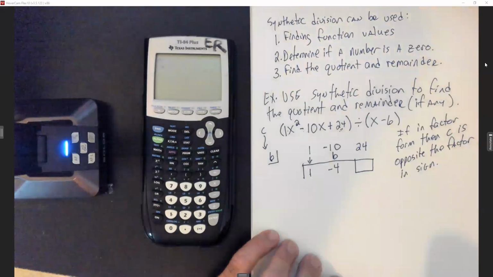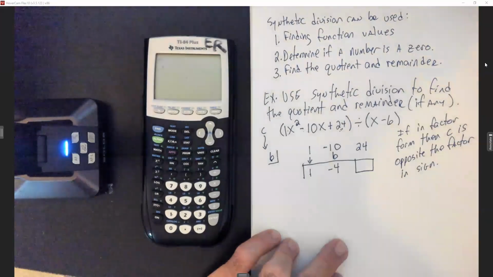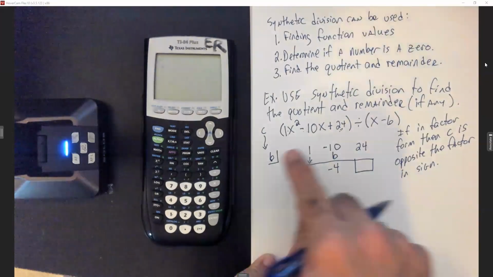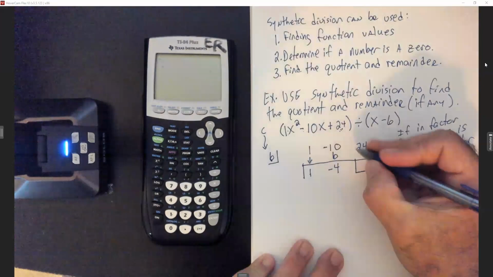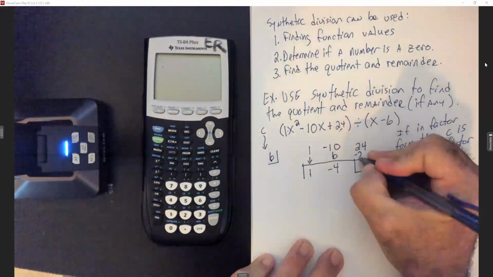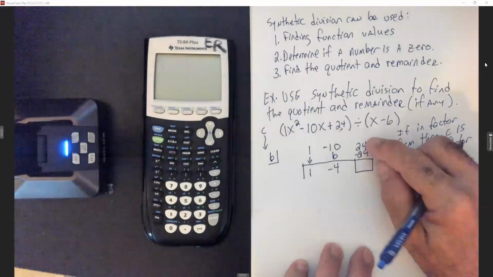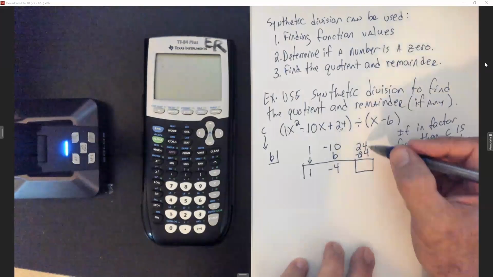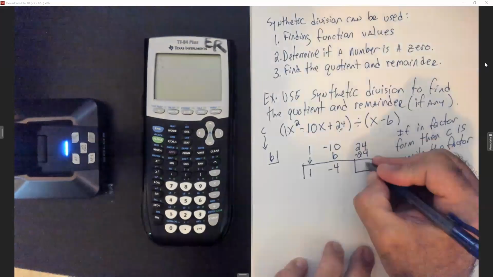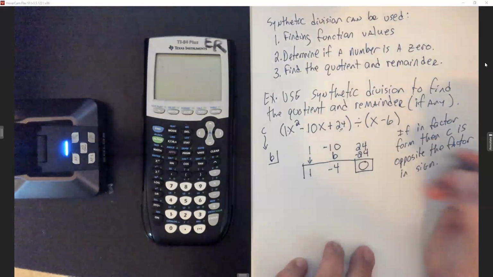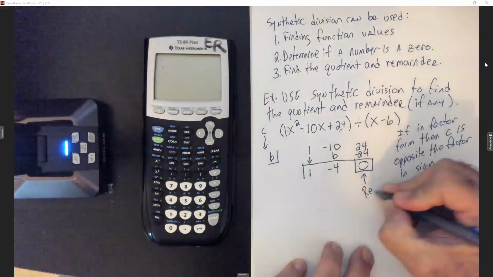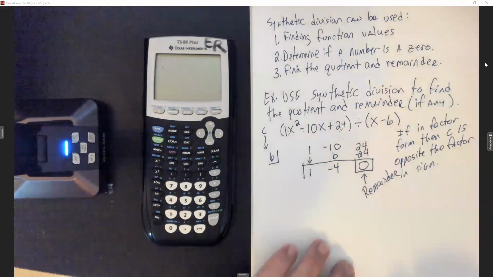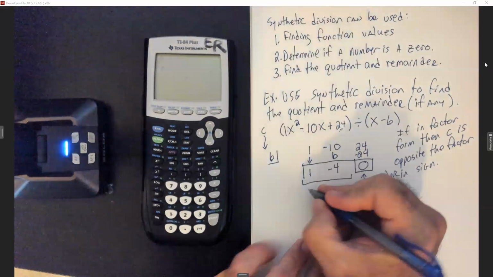Now repeat the process. This negative 4 multiplies by the 6. So negative 4 times 6 is negative 24. And I bring that into the next column under that coefficient. Add those together. 24 minus 24 is 0. So the 0 is the remainder. This 1 and negative 4, they're my quotient.